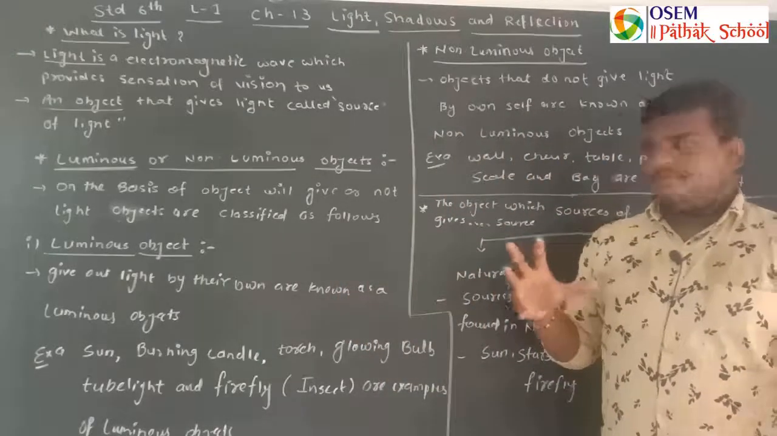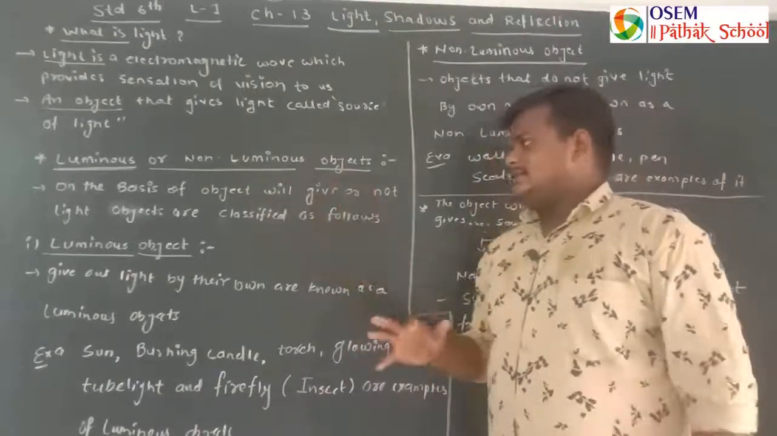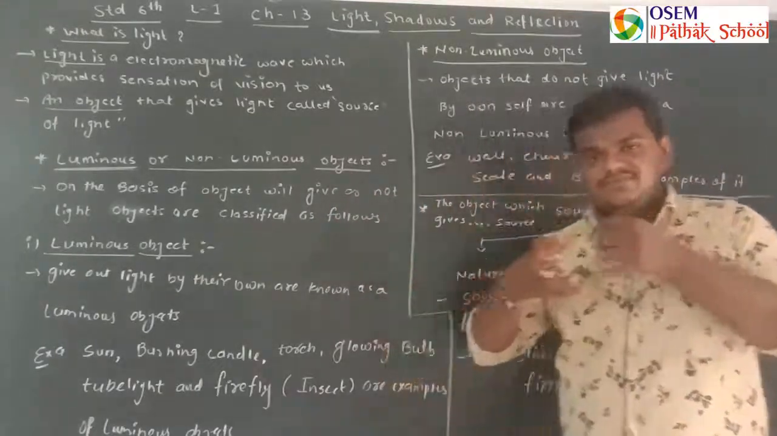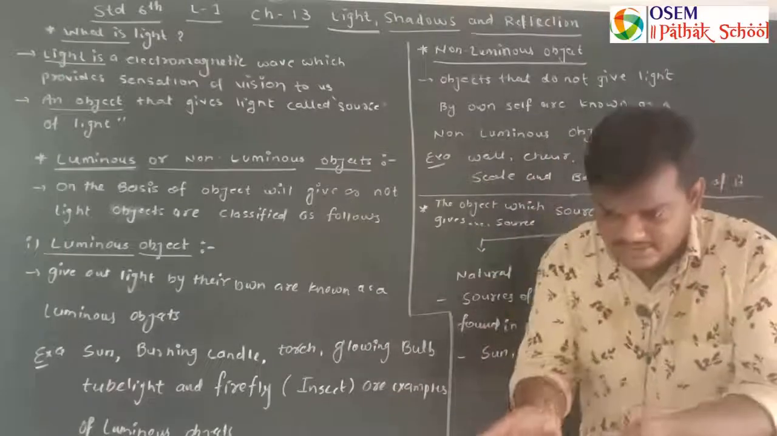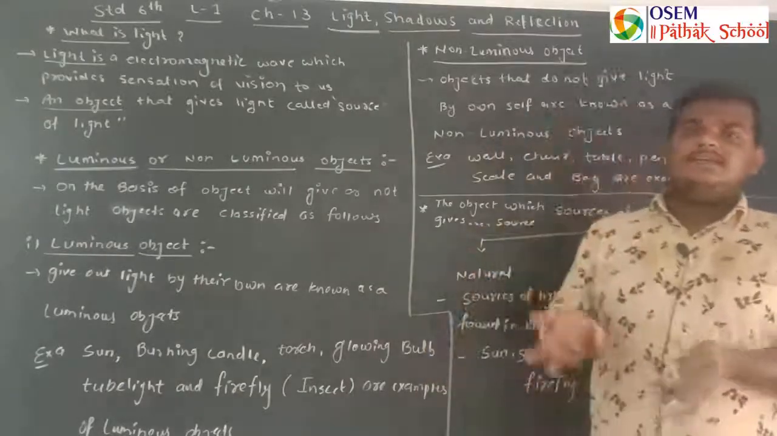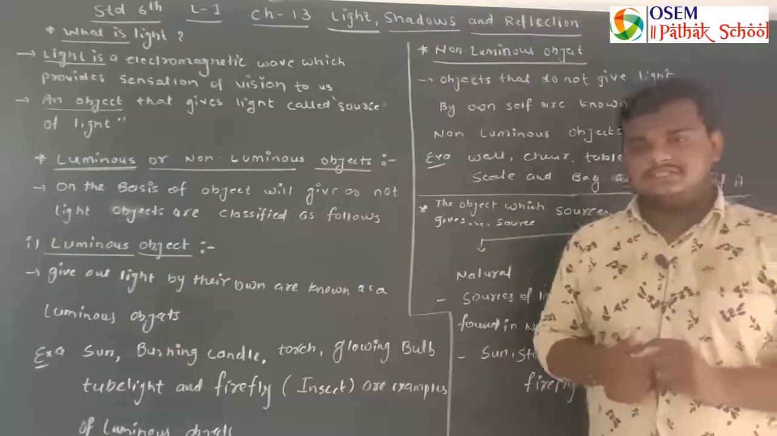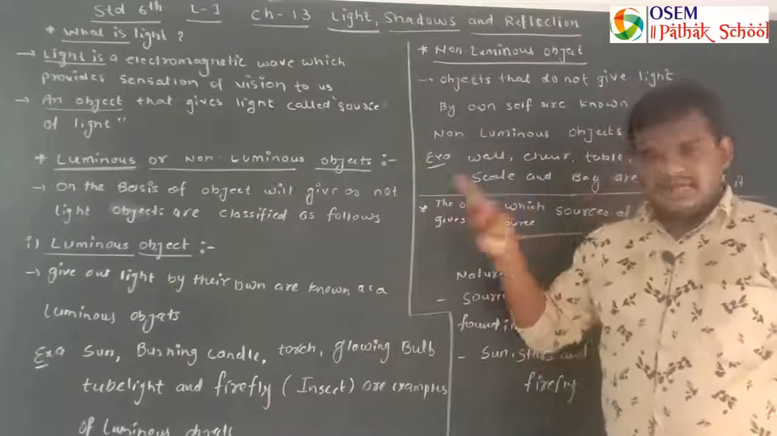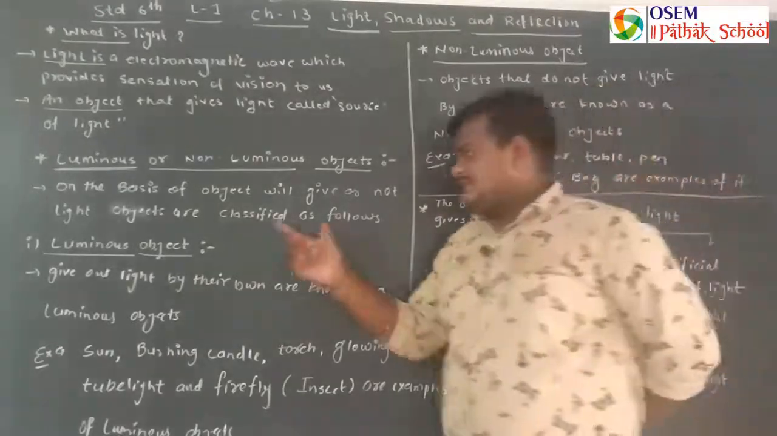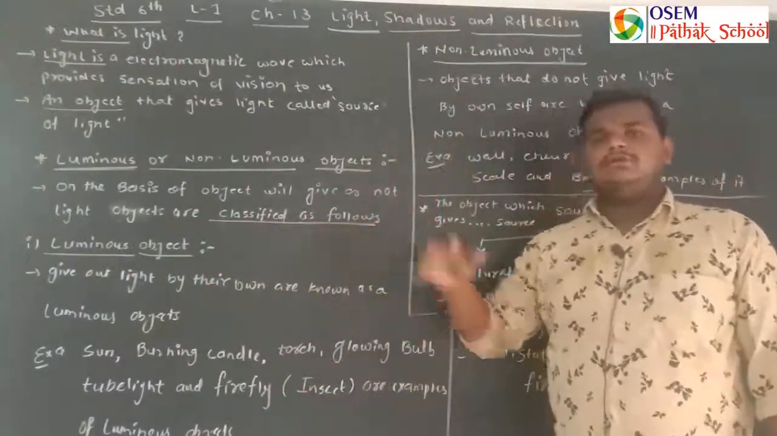On the basis of whether an object will give light or not give light, objects are classified as follows. लाइट वो देगी, जनरेट करेगी या नहीं जनरेट करेगी, उसके बेसिस पे हम ऑब्जेक्ट्स को टू टाइप्स में कैटेगराइज्ड करते हैं. On the basis of that, objects are classified as follows: luminous objects and non-luminous objects.